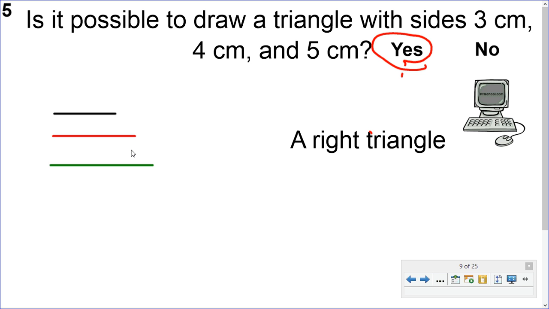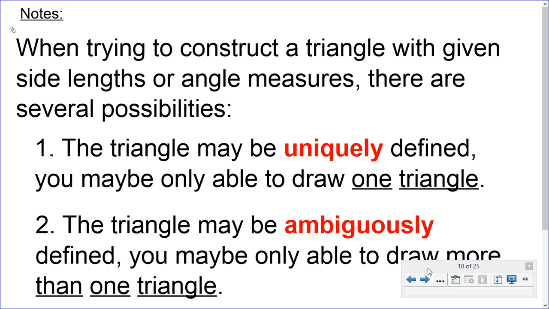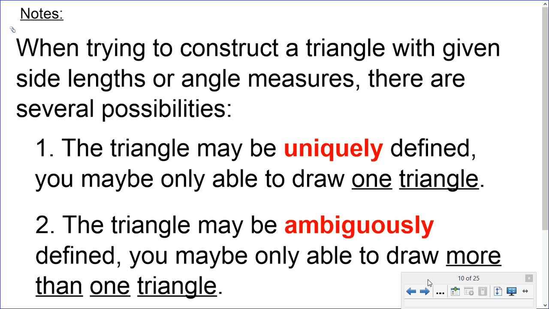So let's move on. When trying to construct a triangle with given lengths or angle measures, there are several possibilities that you should keep in mind. 1. The triangle may be uniquely defined. You may only be able to draw one triangle. So that's why it's uniquely.